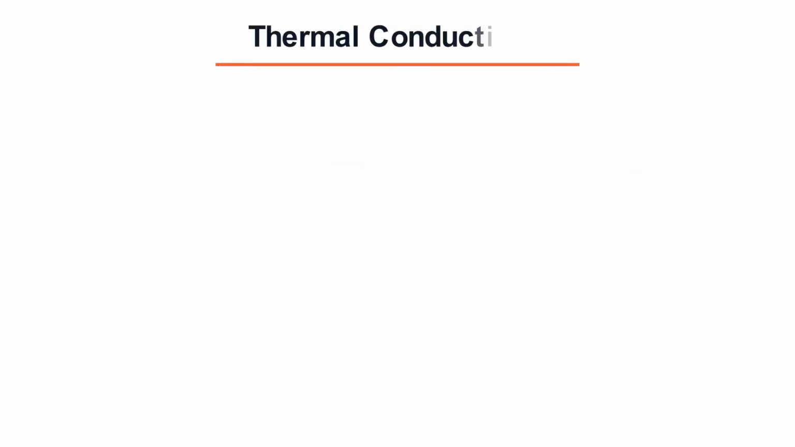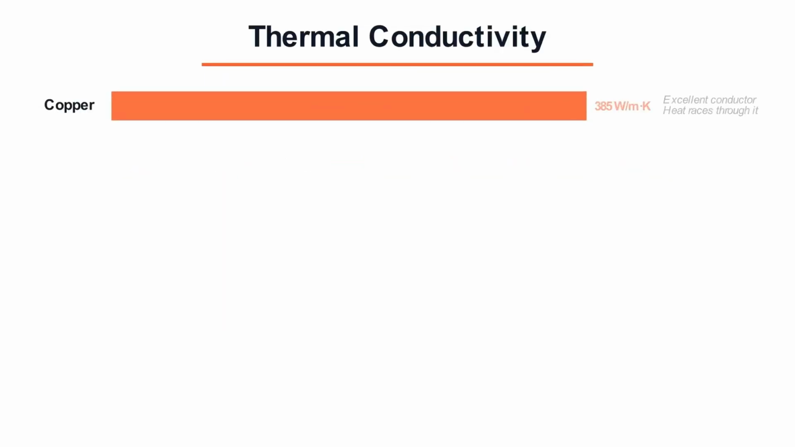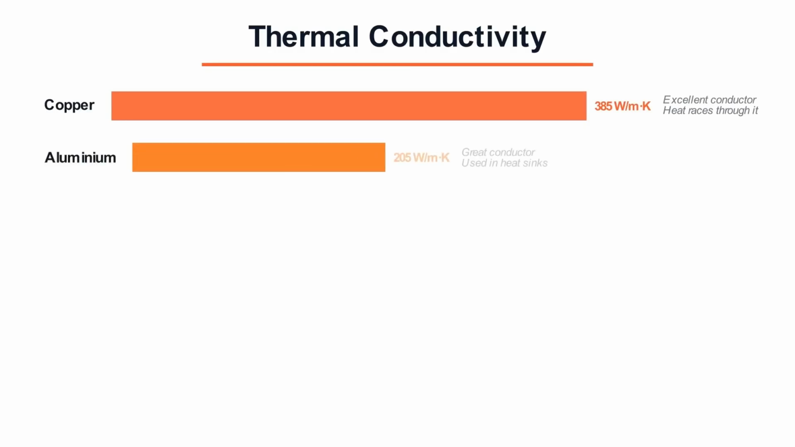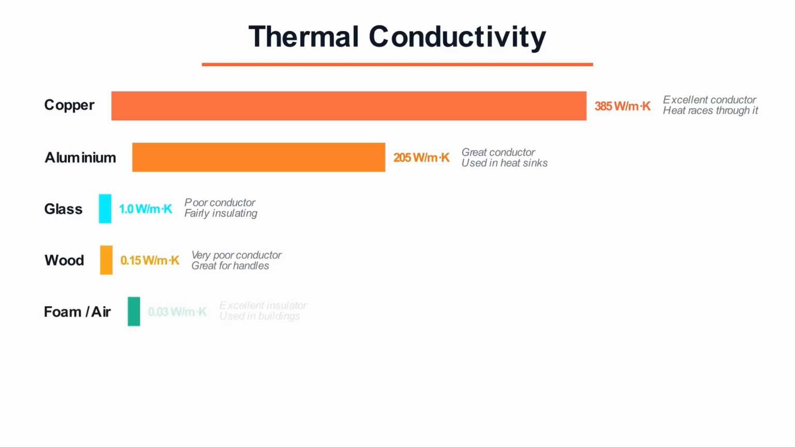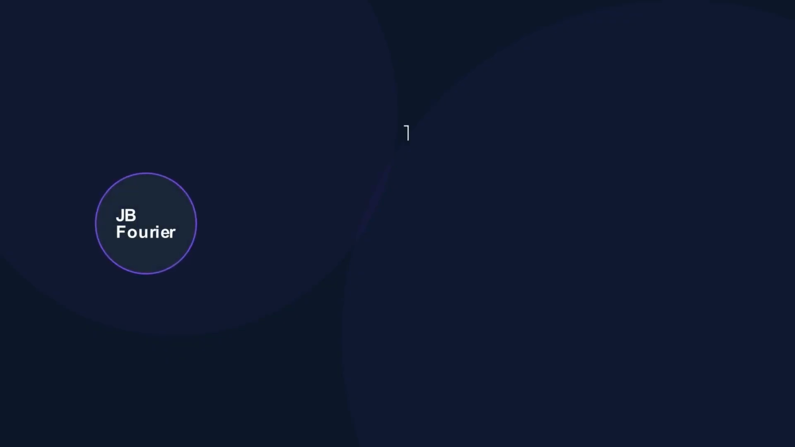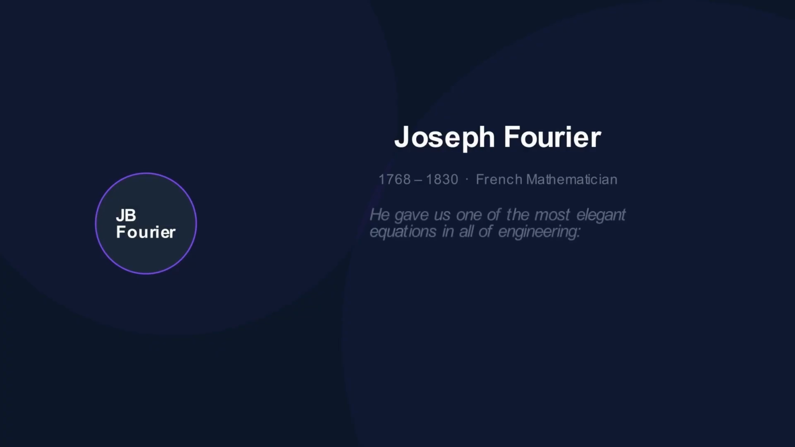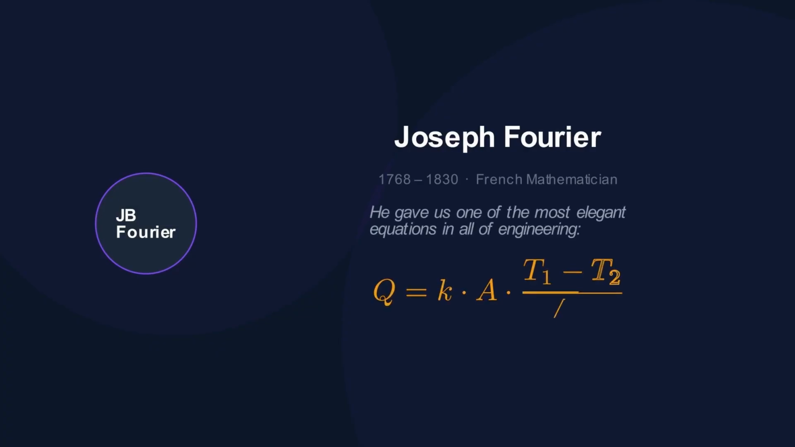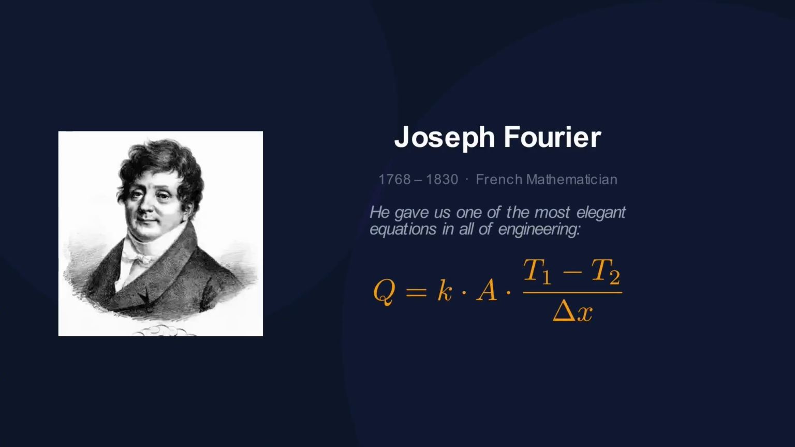And here's a critical point. Different materials conduct heat differently. Metals are excellent conductors. That's why a metal spoon heats up instantly. Wood and plastic are poor conductors. That's why cookware handles are made of them. This property has a name: thermal conductivity. Now let's put numbers to this. The man who quantified heat conduction was the brilliant French mathematician Joseph Fourier, and his law is one of the most elegant equations in all of engineering.